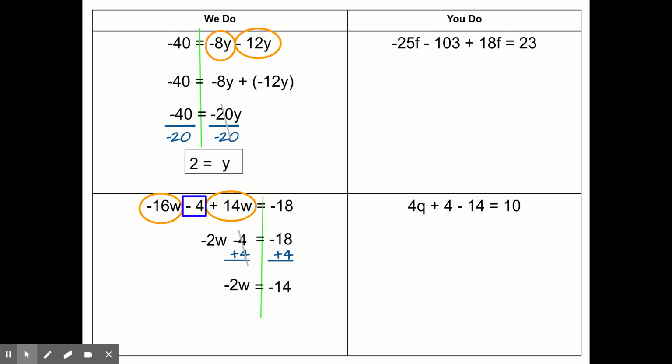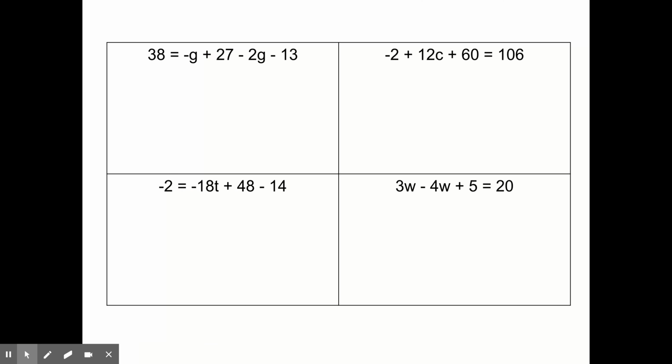All we have left now with our variable is multiplying by negative 2. I divide both sides by negative 2. Negative 2 divided by negative 2 is just 1, so I have 1w left on the left. And 7 on the right. Negative 14 divided by negative 2 is a positive 7. Moving on down to the third example.